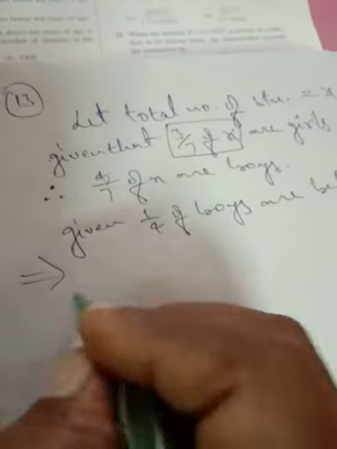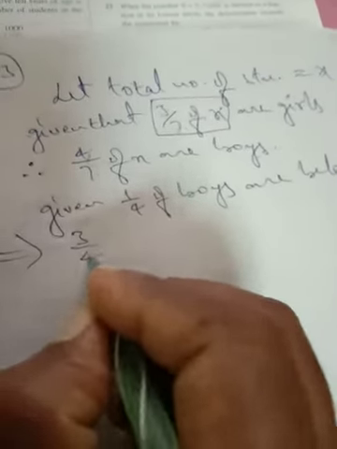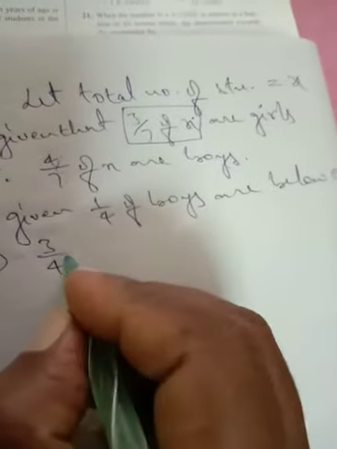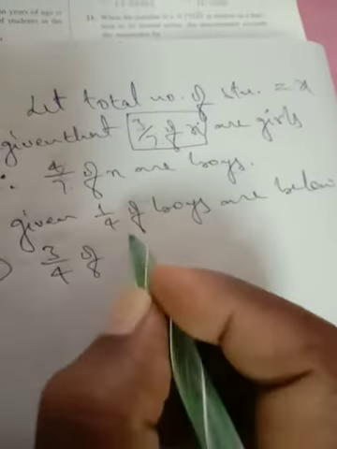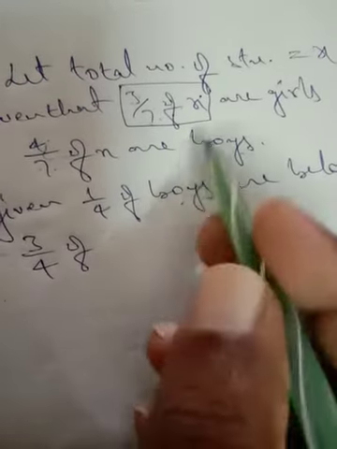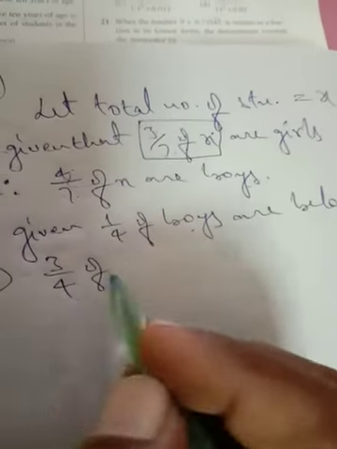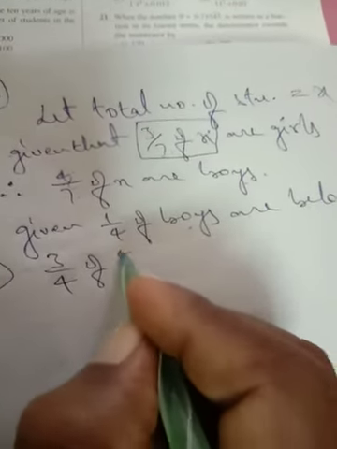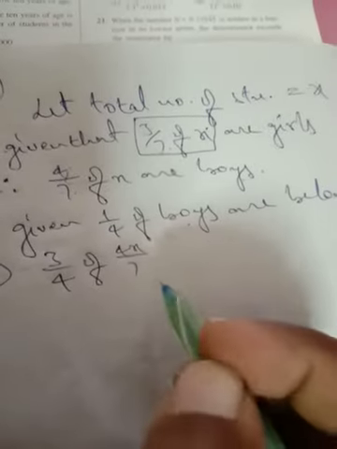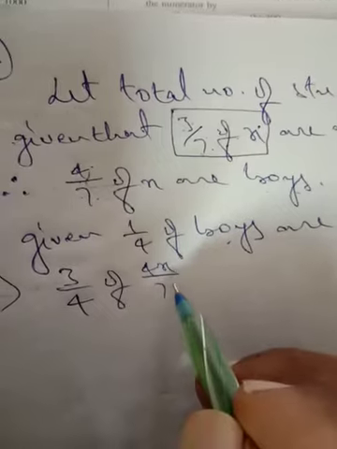Okay, that implies that we can deduce something. If 1 by 4 of the boys are below 10, then 3 by 4 of the boys are above 10. Instead of writing boys, what are the boys here? 4x by 7. So 3 by 4 of 4x by 7; we advanced one level here. Instead of writing boys, we wrote 4x by 7.